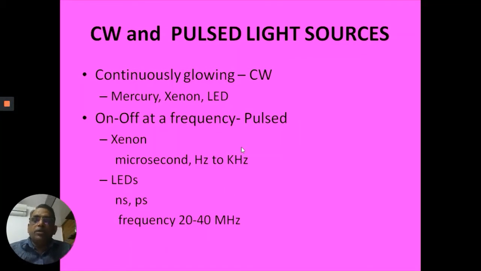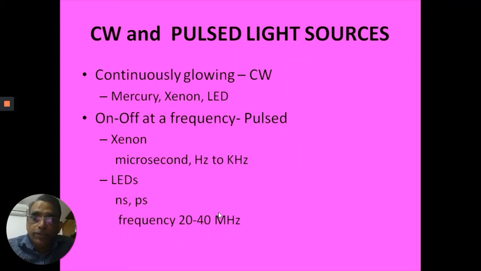One time per second is called 1 hertz. One cycle per second is generally 1 hertz. If you have 10 cycles per second, it's called 10 hertz. If you have 100 cycles, it is called 100 hertz. If you have 1000 cycles, it's called 1 kilohertz. So you can also have LEDs pulsing. LEDs can have nanosecond and picosecond pulse widths. They can have a frequency of 20 to 40 megahertz.